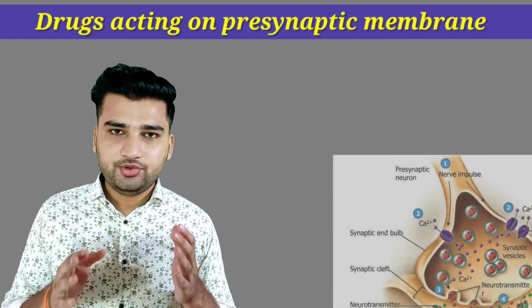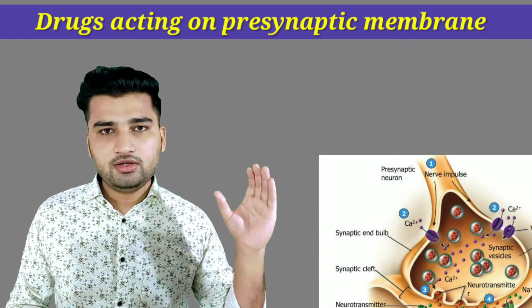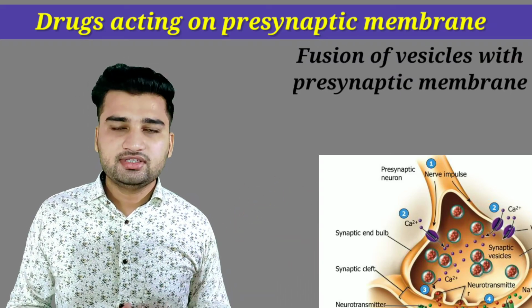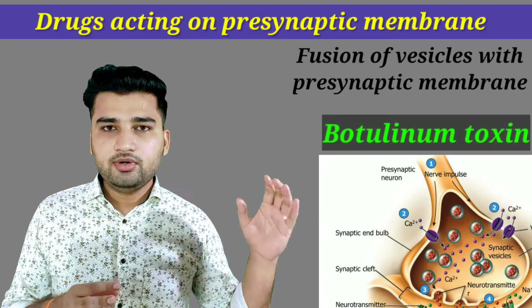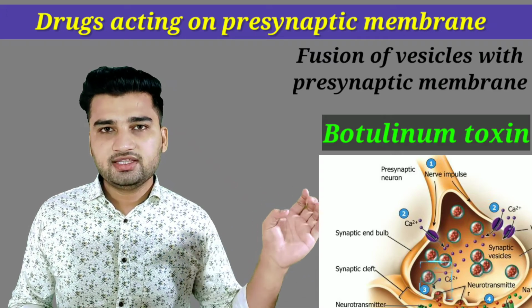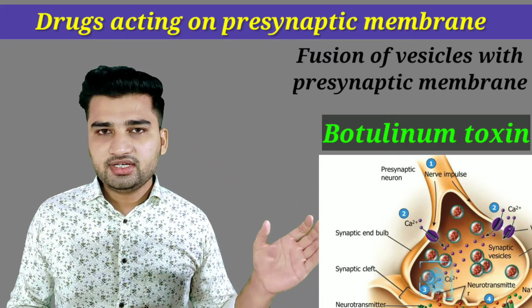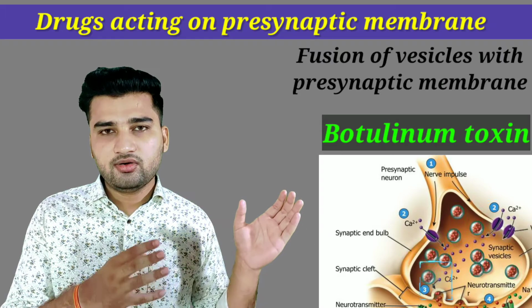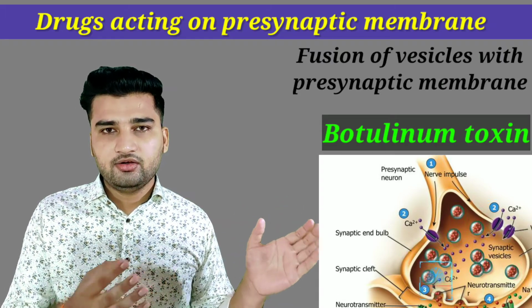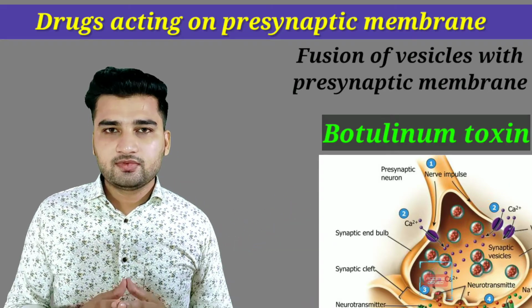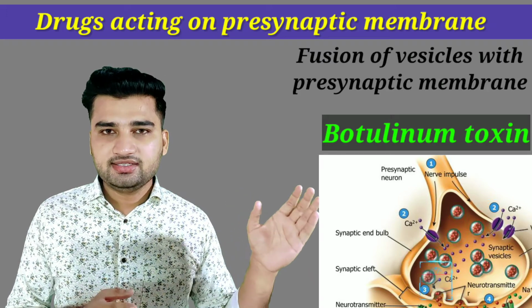Now come to the third step. During the third step, fusion of the acetylcholine loaded vesicles with the presynaptic membrane occurs and acetylcholine is released into the synaptic space. But botulinum toxin is a drug that blocks the fusion of these acetylcholine loaded vesicles with the presynaptic membrane. So there is no release of acetylcholine. Hence these drugs also act as blockers and decrease the activity of the neuromuscular junction. So these are the types of drugs that act on the presynaptic membrane and decrease the neuromuscular junction physiology.